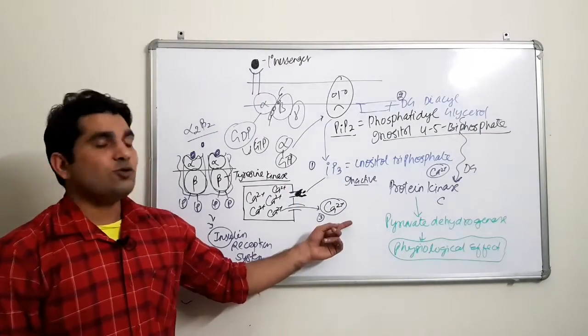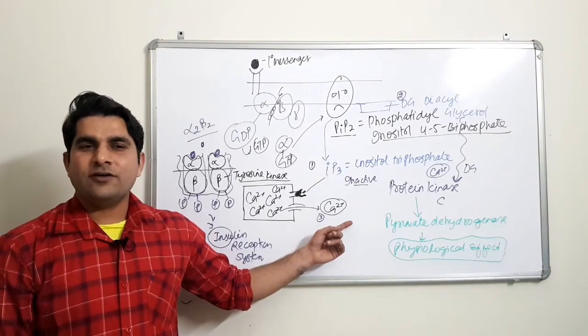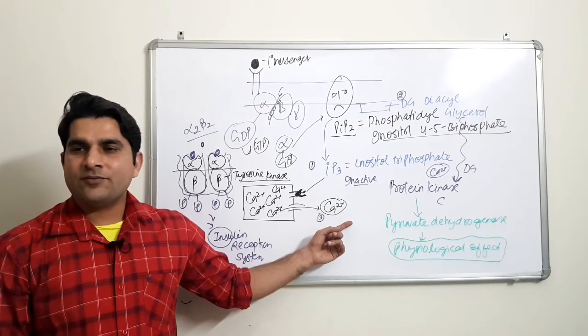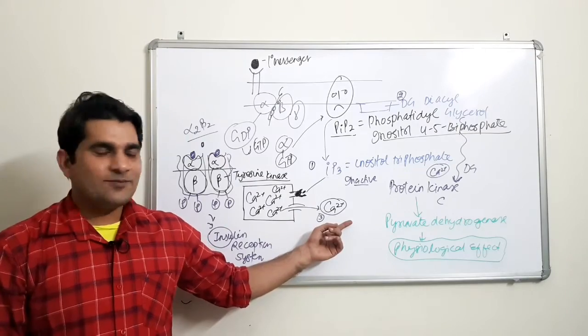So we have learned one more role of calcium. Calcium is so important to us. Most abundant mineral of our body. Answer is calcium. ठीक है.